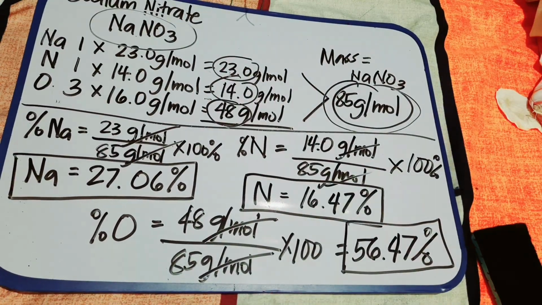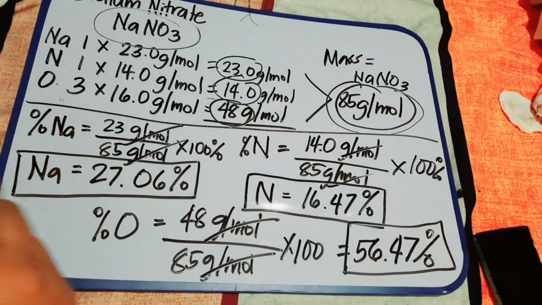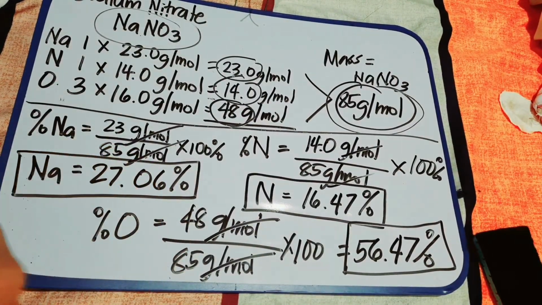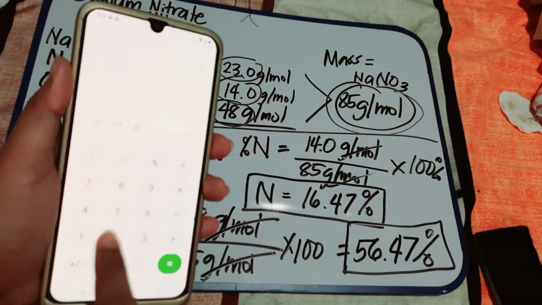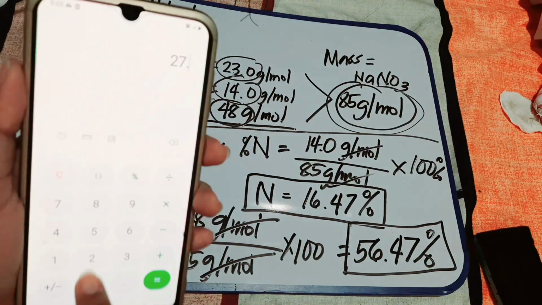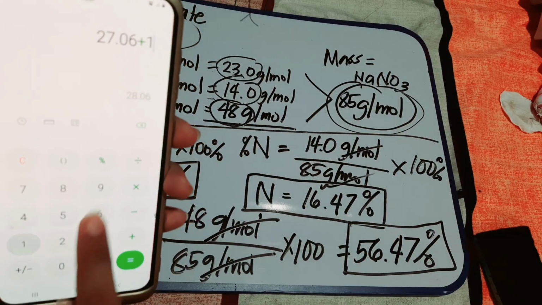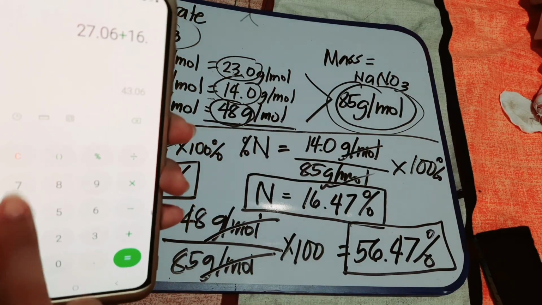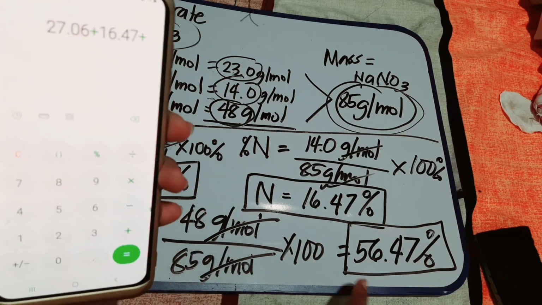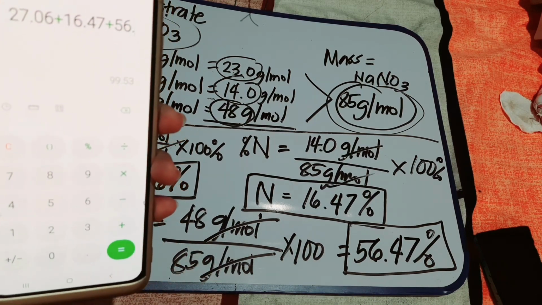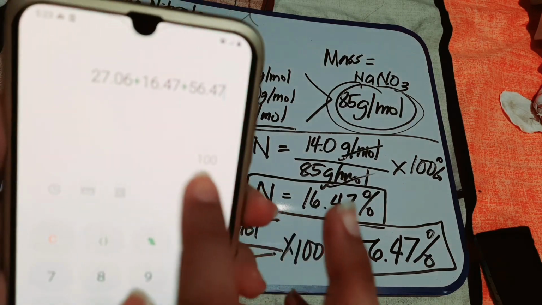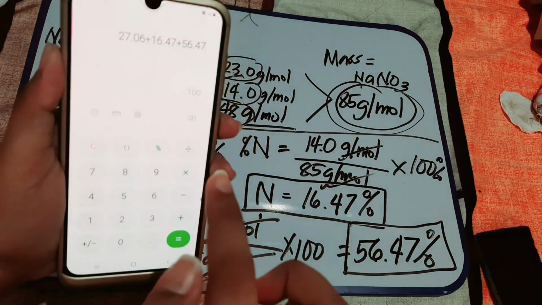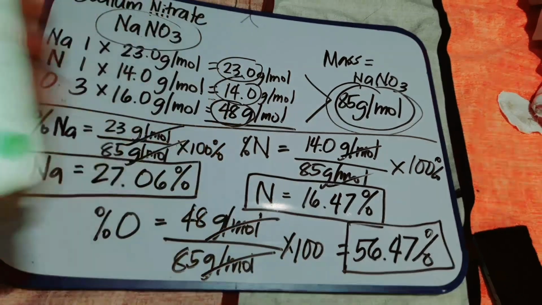So, para makita natin kung tama ba yung computation natin ng percentage ng bawat element, so, pwede natin i-add lahat ng nakuha natin. So, we have 27.06 plus 16.47 plus 56.47. Okay, very good. So, meron tayong 100. Okay, so, di ba? Kompleto.